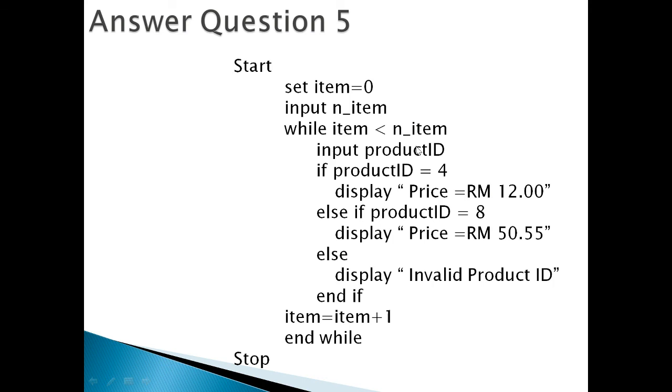Input product ID. So get the product ID. And then if product ID is equal to 4, display price equal to RM12. Else if product ID equal to 8, display price equal to RM50.55. Else display invalid product ID. So it will keep on repeating until all n items are covered. I start with 0 and it will stop when it equals n items. Then don't forget to put your end while below the while and then directly go to stop.